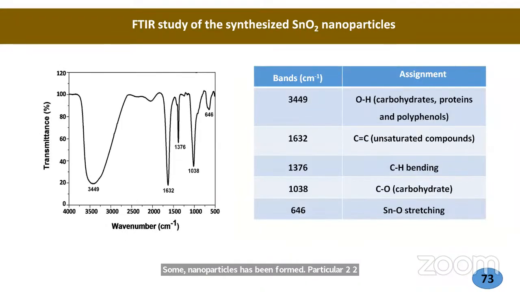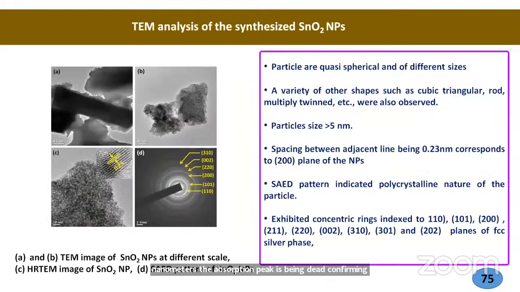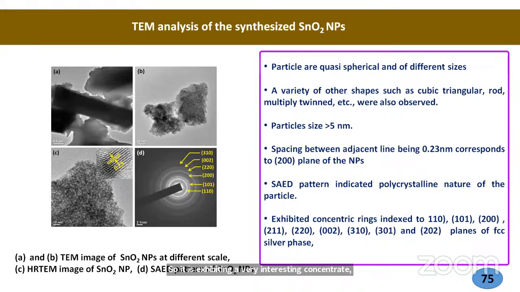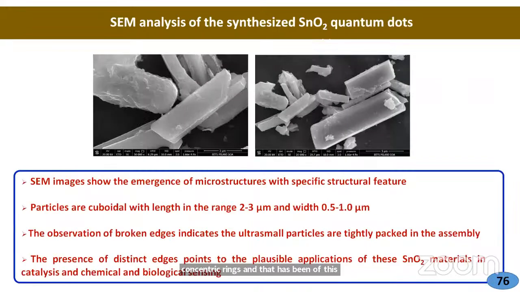The absorption peak is there, confirming the FTIR aspect of different bands and peaks, and again the TEM analysis. We could see the diffraction pattern, and interestingly, the particle size is greater than 5 nanometer, and there is a very interesting polycrystalline nature. The different lines correspond to different planes. The rings are there, so it is exhibiting very interesting concentric rings, and that is showing a facile silver phase.